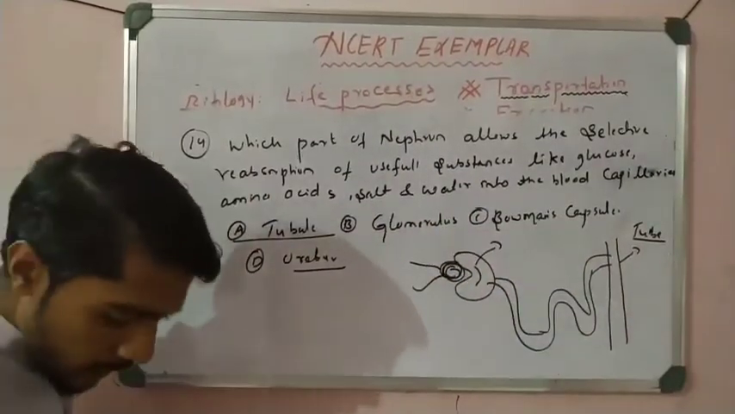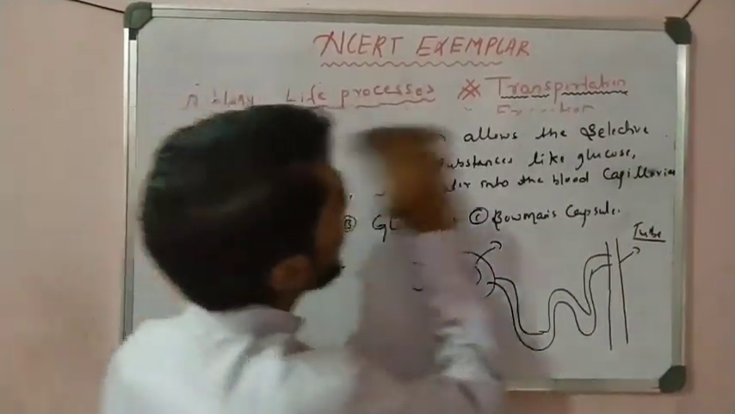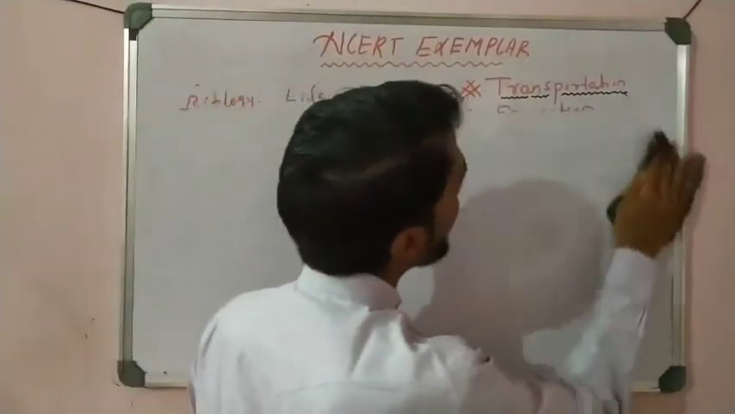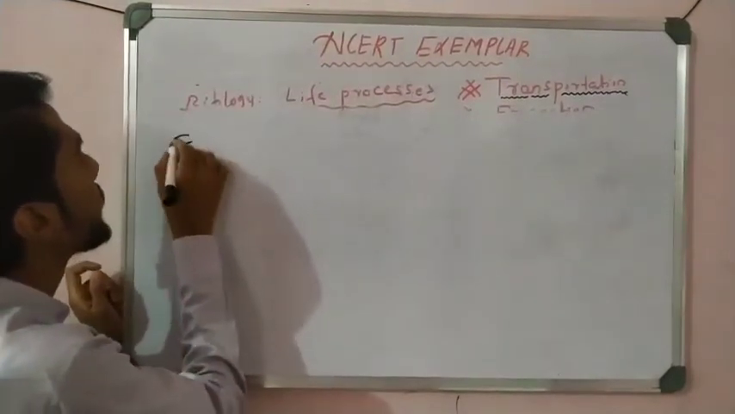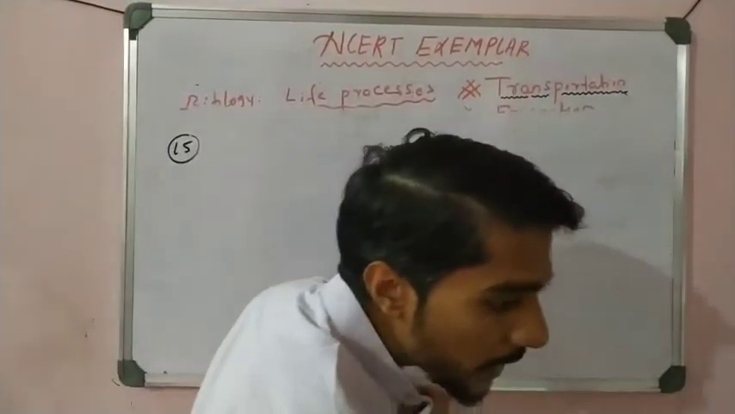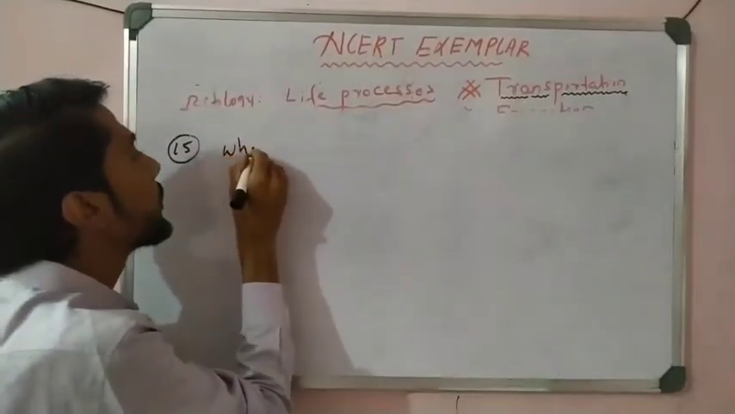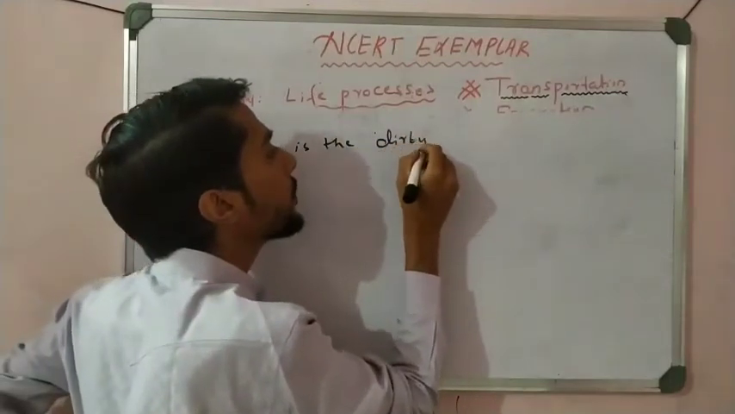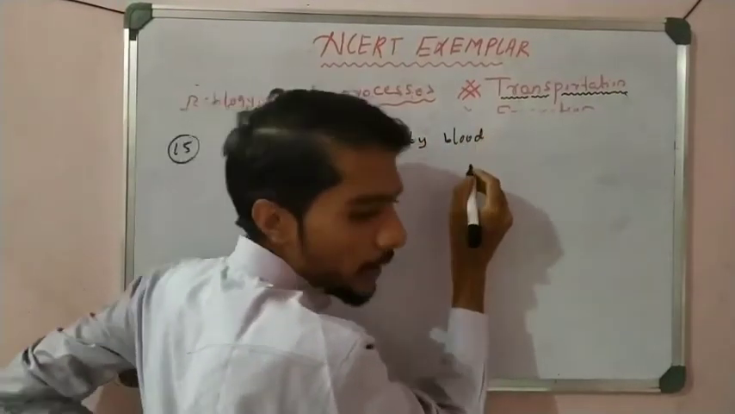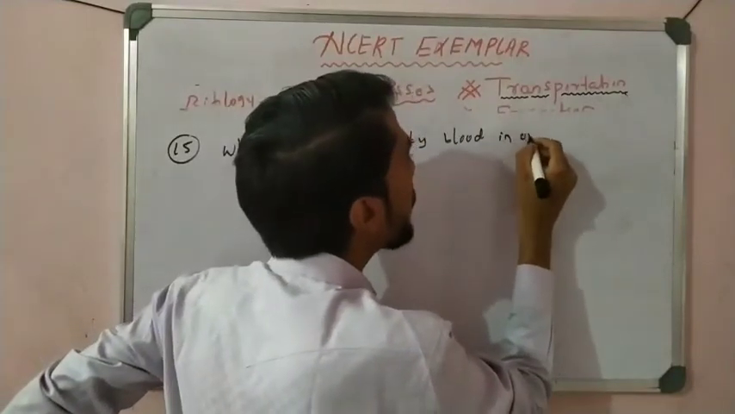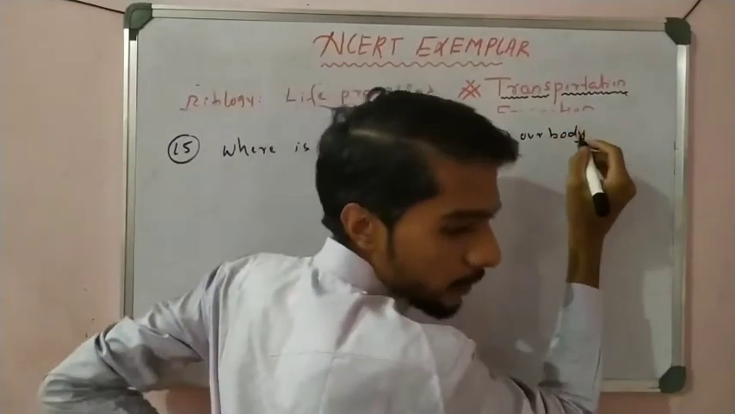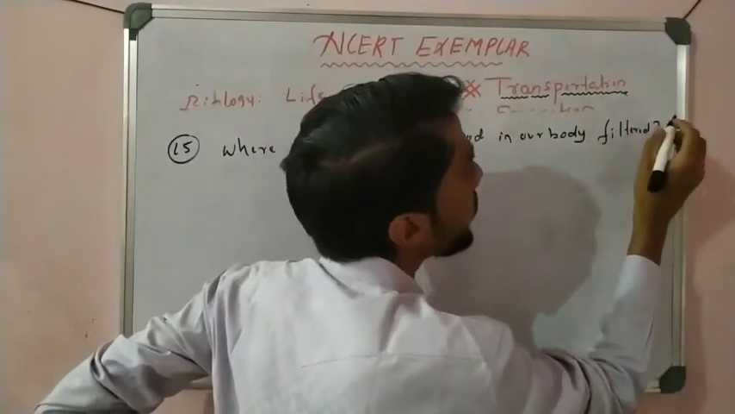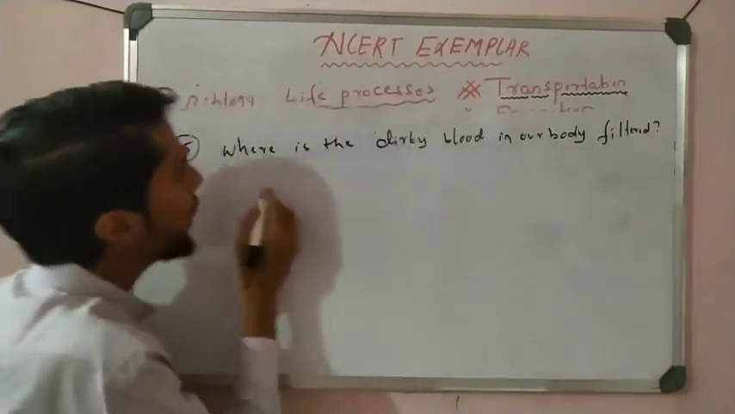Okay, now let us take another very important question, question number 15. Very important. Where is the dirty blood in our body filtered? Okay, filtered. So option A, heart.